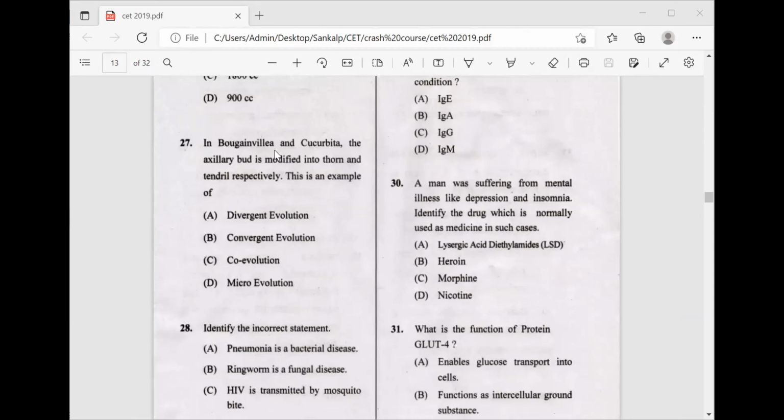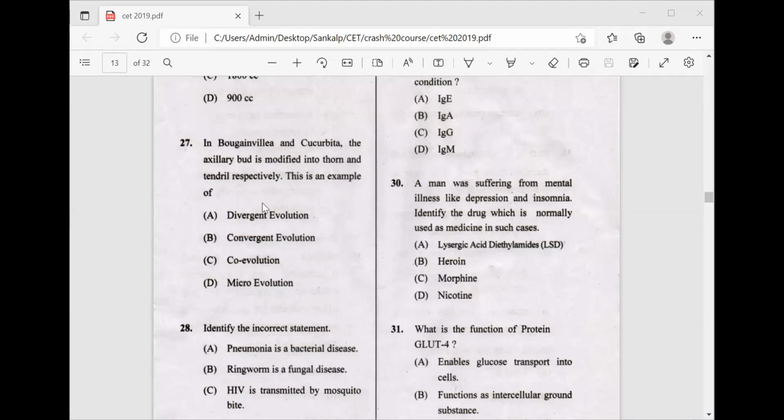27th question. In Bougainvillea and cucurbita, the axillary bud is modified into thorn and tendril respectively. This is an example of option A, divergent evolution, option B, convergent evolution, option C, co-evolution, option D, microevolution.